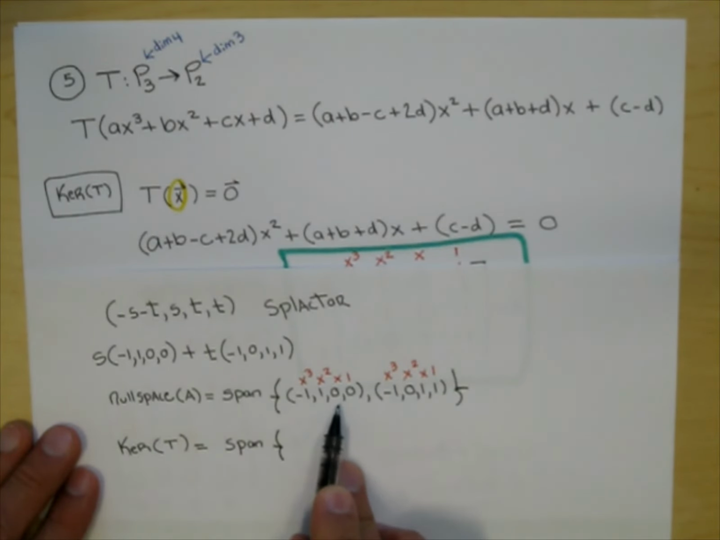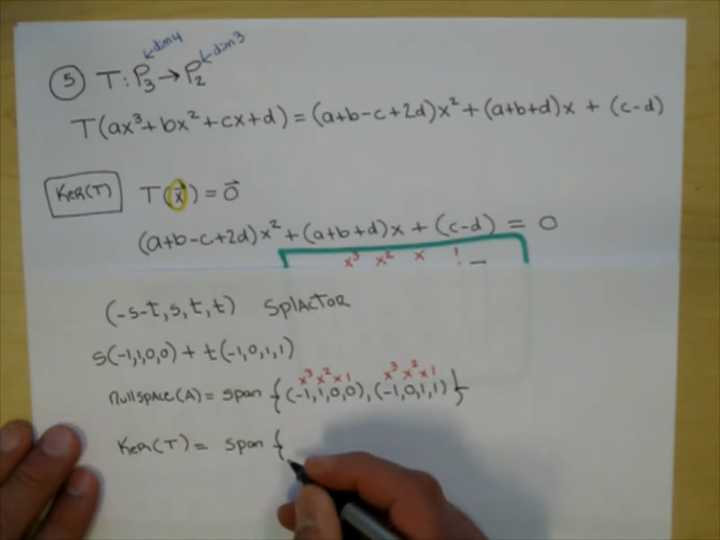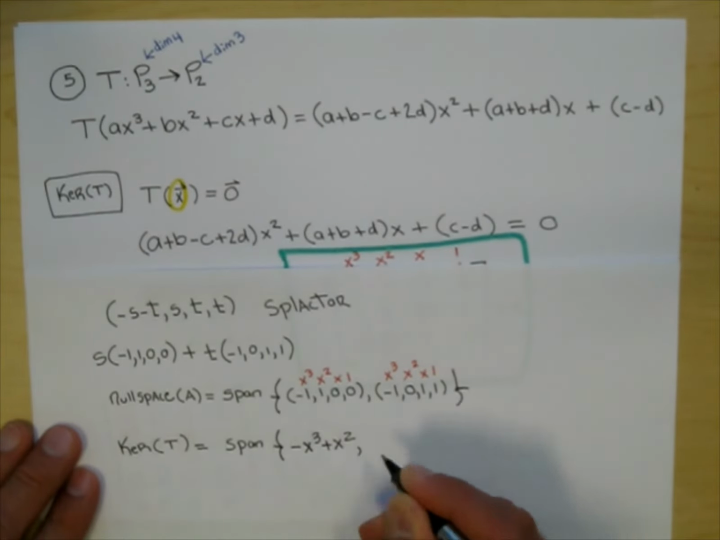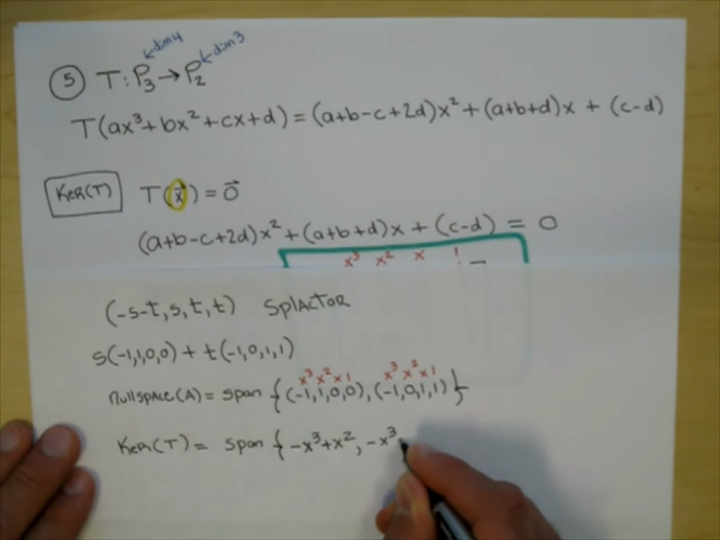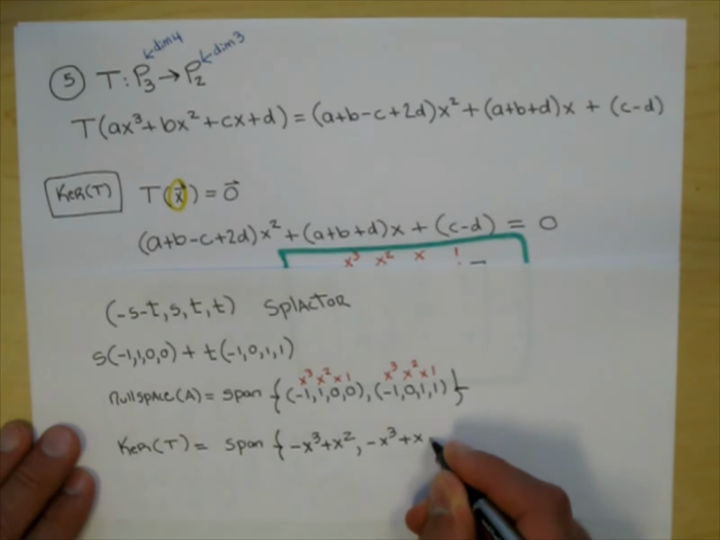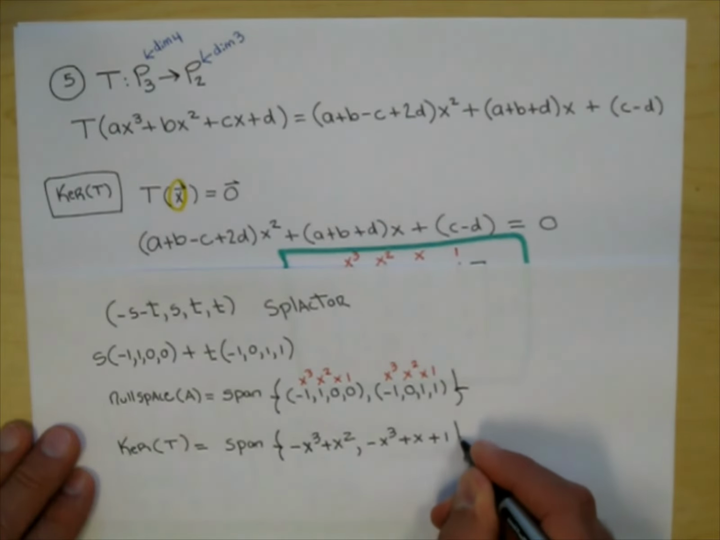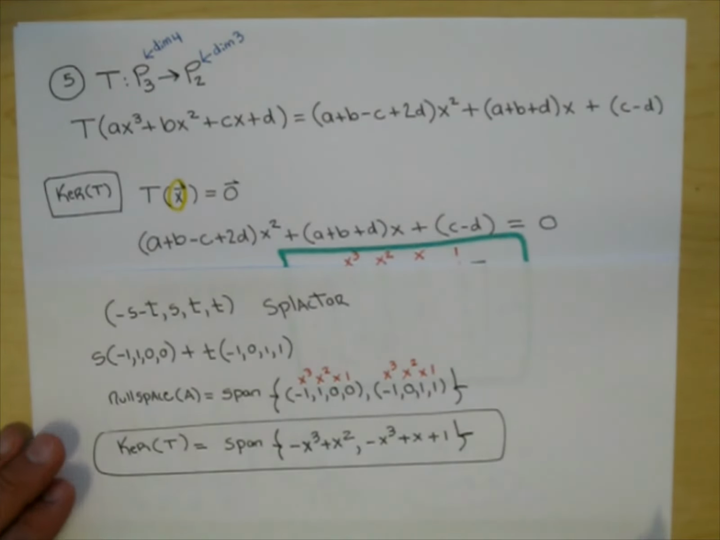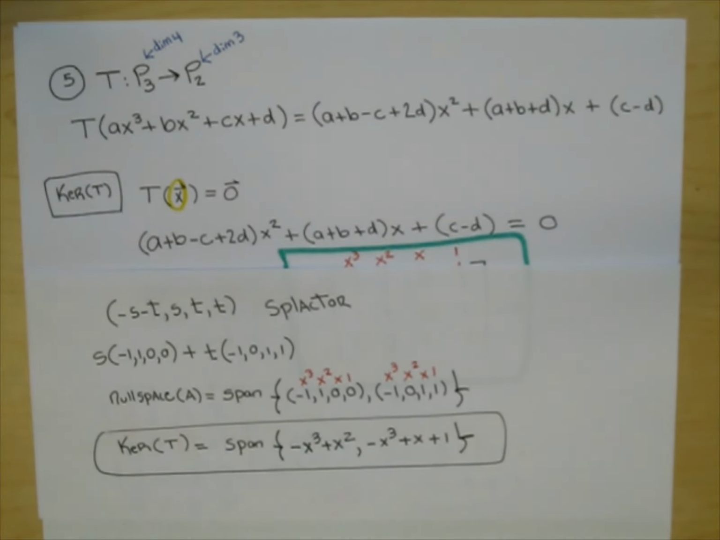So the kernel of T equals the span of, and instead of writing this as an element in R4, look what I'm going to do. I'm going to write it as an element in P3, which is negative x cubed plus x squared. That's the first element. And the second element here is what? Negative x cubed plus x plus 1. There's the kernel.